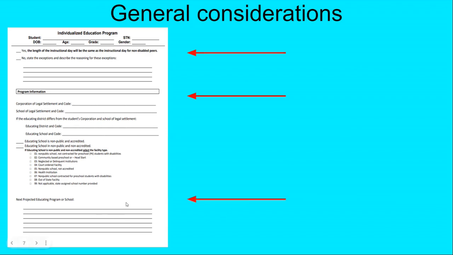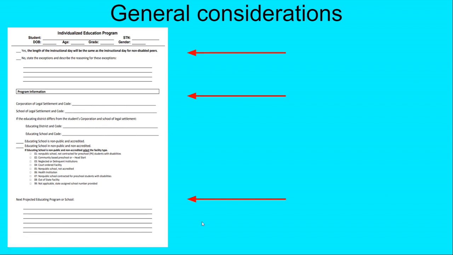And then next, projected education program or school. This is where we would basically talk about where the student is going. So if a student is in 6th grade or 7th grade, then we would say the student will attend, let's say, Beech Grove Middle School for his 8th grade school year. Or the student is in 8th grade and they will attend Beech Grove High School next school year, okay? That's where we put this information.